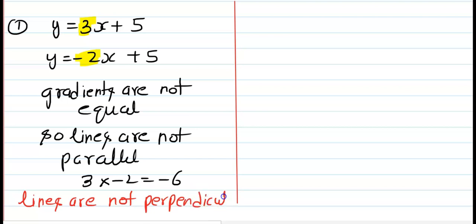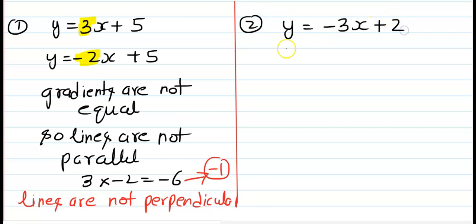When will it be perpendicular? When this is coming as minus 1. But here it is coming minus 6, so the lines are not perpendicular. Okay. If we see here, y equals minus 3x plus 2, and here y is 1 over 3x minus 5.